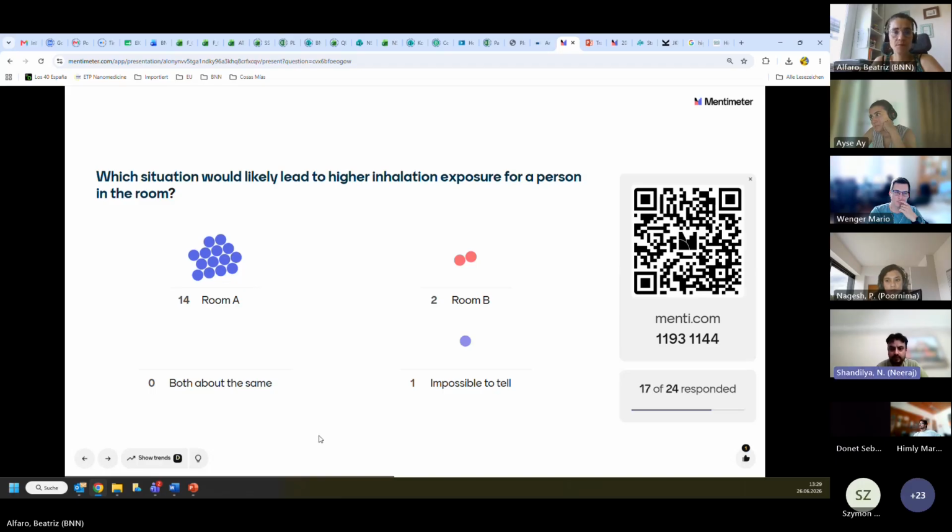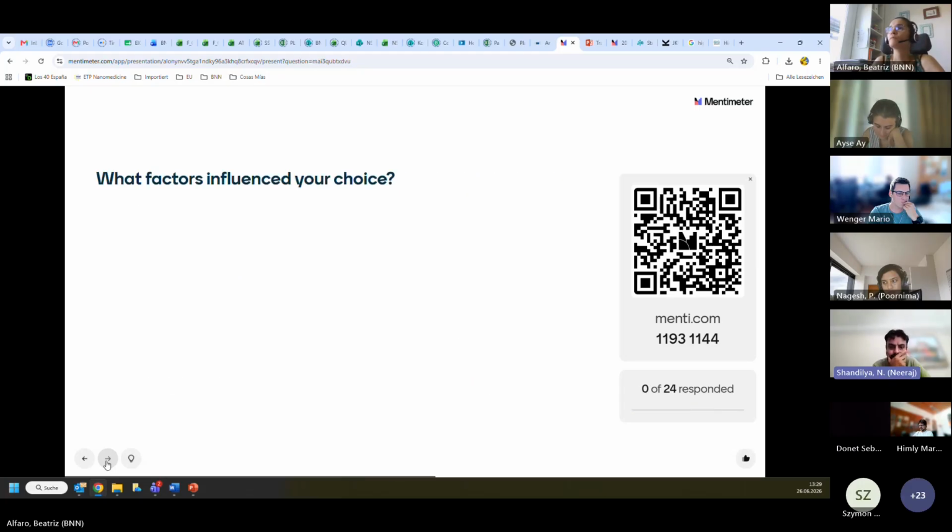So it's one person, 2 people for room B and 1 person for, okay. Let's go to the next question. There we can really talk about it. This is an open-ended question, so you can write what factors influenced your choice in the previous question, why you decided it is room A, room B, or impossible to decide.